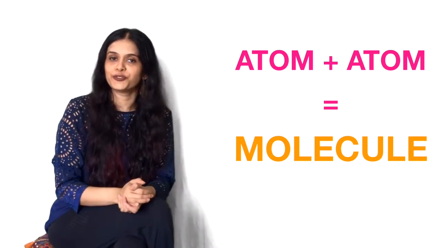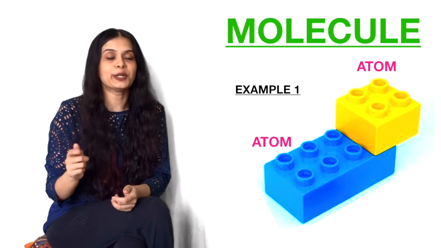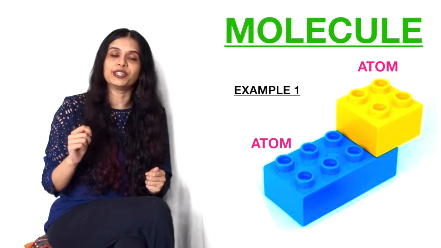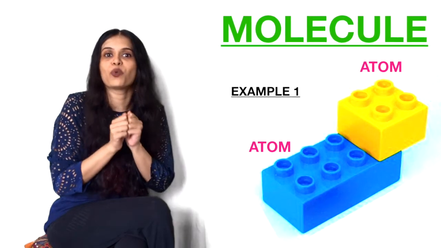So that you don't get confused, we will use Lego bricks as examples. मान लो that the yellow brick is an atom and the blue brick is another atom. So इन दोनों को जोड़ दिया एक साथ. So what is it now?